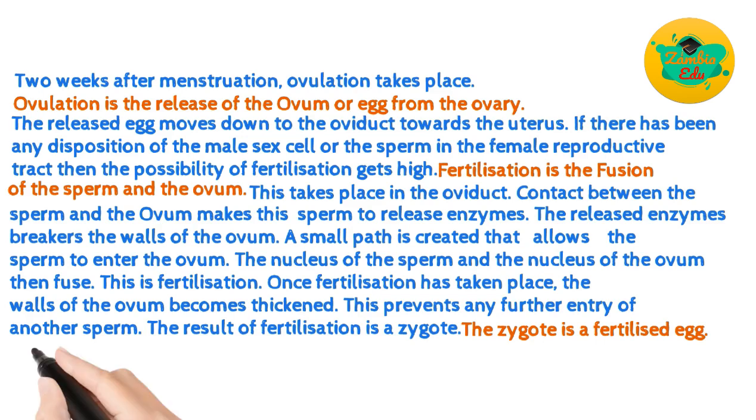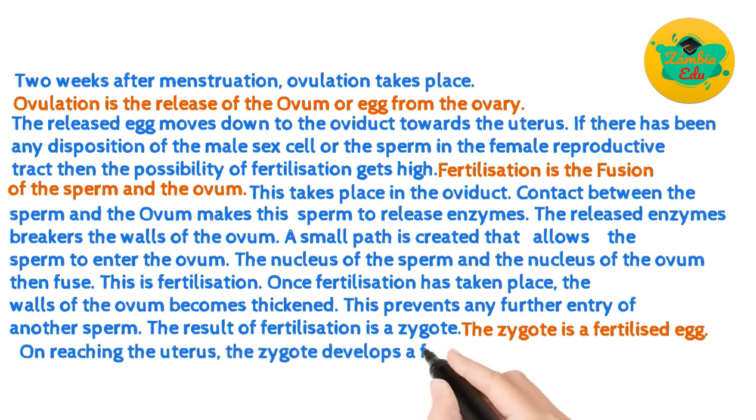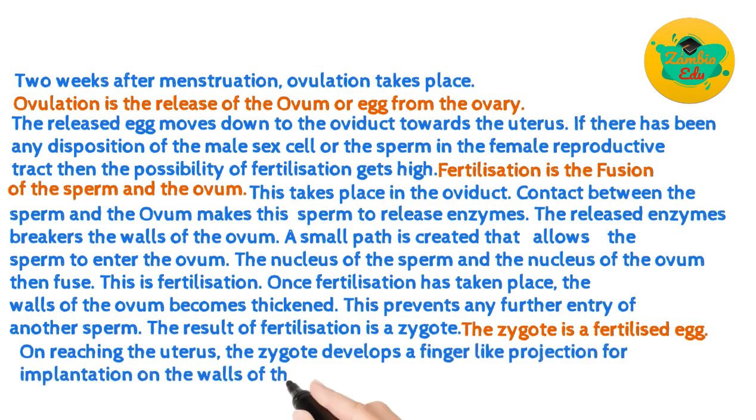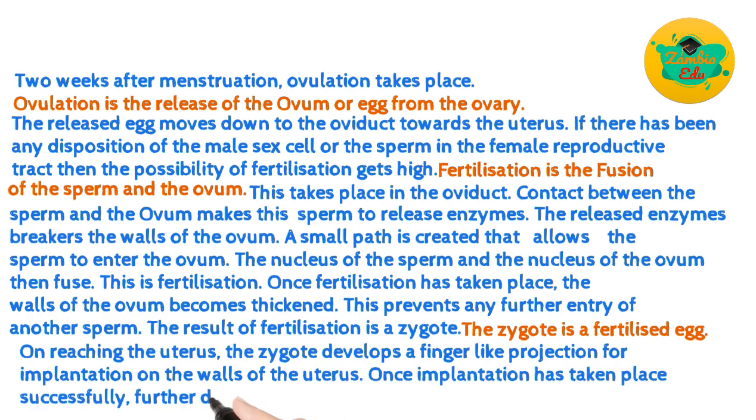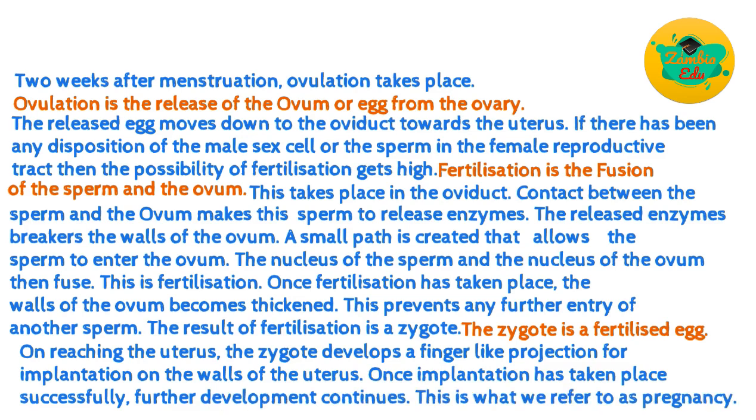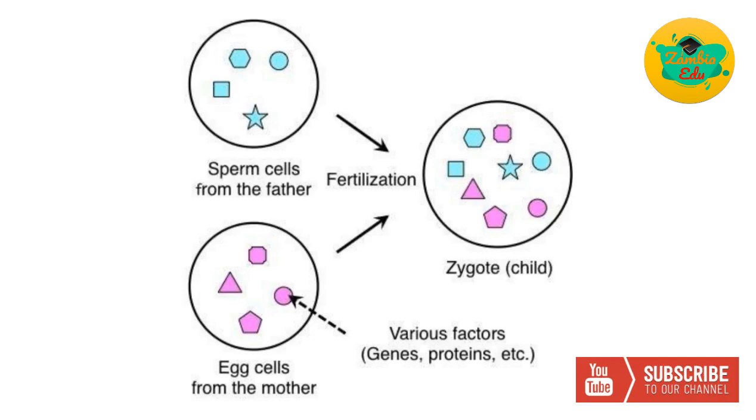On reaching the uterus, the zygote develops a finger-like projection for implantation on the walls of the uterus. Once implantation has taken place successfully, further development continues. This is what we refer to as pregnancy. The zygote contains all the genetic material from both the sperm and the ovum.